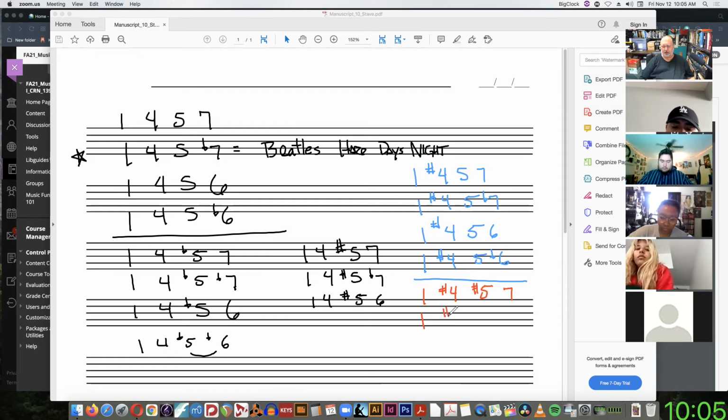1, sharp 4, sharp 5, flat 7, 1, sharp 4, sharp 5, 6, and 1, sharp 4, sharp 5, flat 6 is not a thing because these cancel each other out. So we can't have that one.